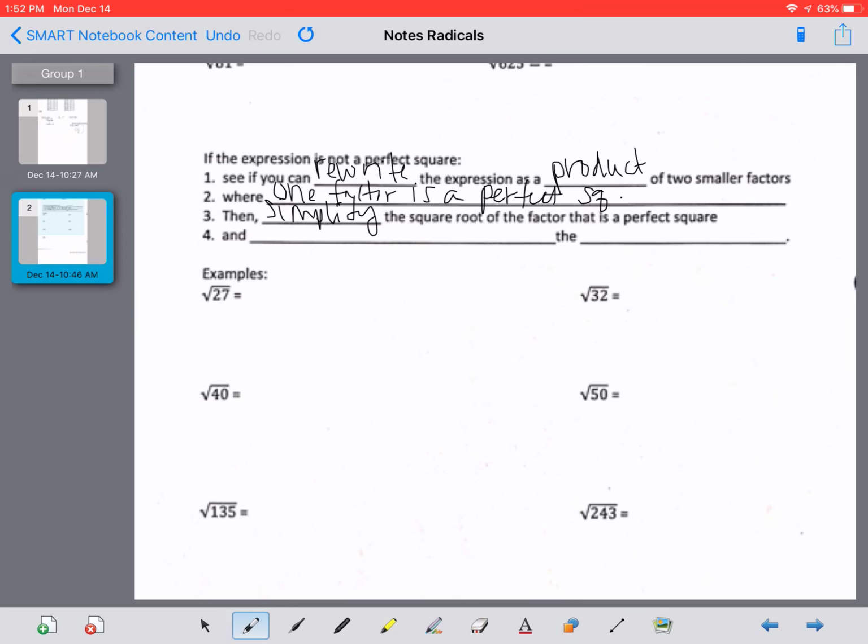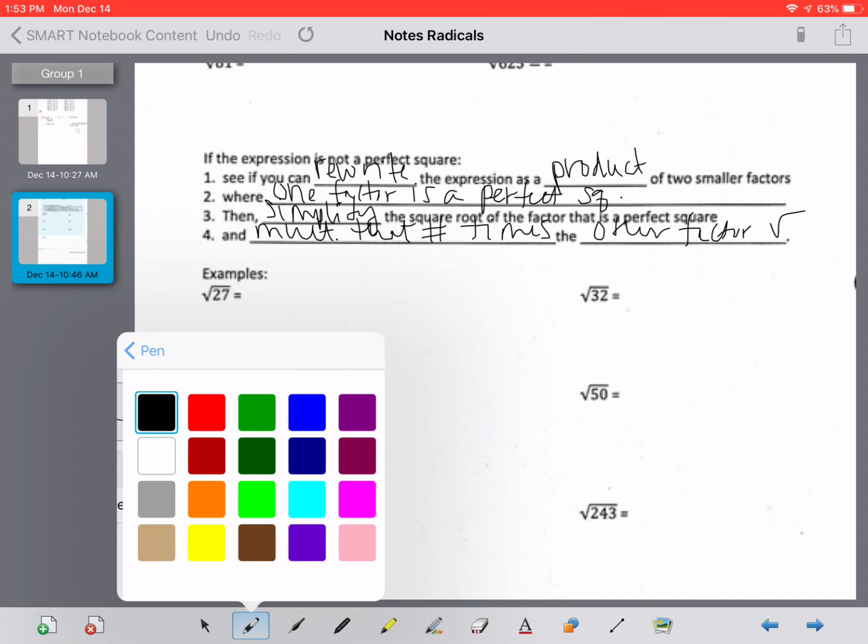of the factor that is a perfect square, and then multiply that answer and the other factor, which would still be under the radical, and multiply that number times the other factor, which most likely will have the radical symbol. Again, I apologize for the sloppy handwriting.